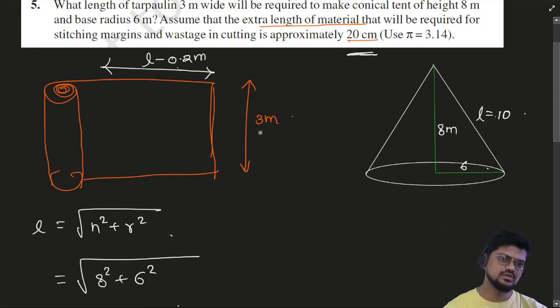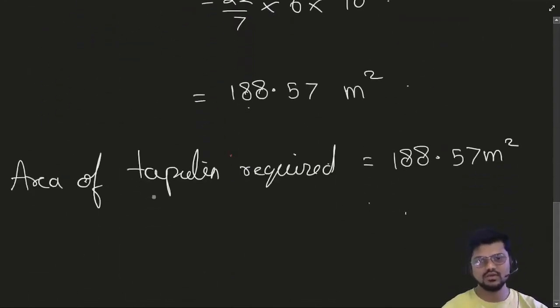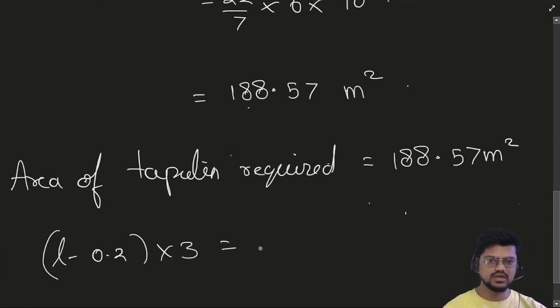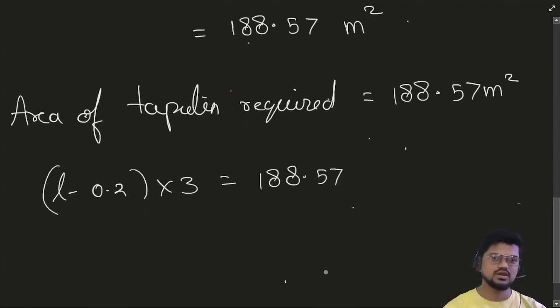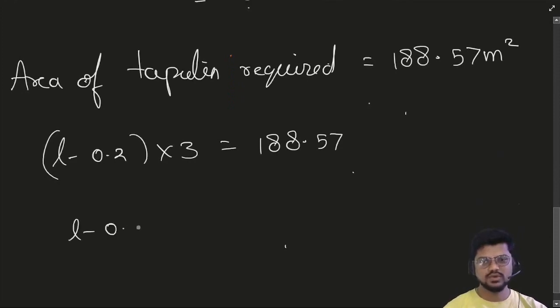So the area of sheet required will be the curved surface area, right? So the area of tarpaulin required will be what? L minus 0.2 into 3 will be equal to the area required, 188.57. Now if I solve this, L minus 0.2 will be equal to 188.57 divided by 3.